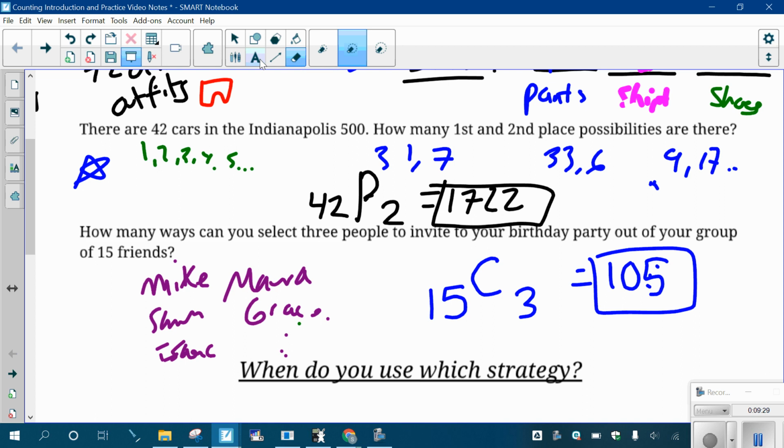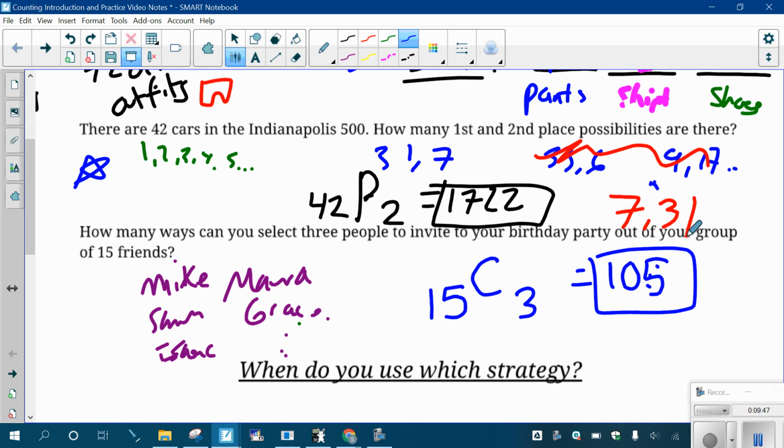So in the Indianapolis 500 one, when you count 31 and 7, like car 31 finishing first and car 7 finishing second, that's one possibility. But car 7 finishing first and car 31 finishing second counts as a different possibility, right? Because if you're racing, first is different than second. Okay, so the order that you pick the two numbers matters. You can't just say, yeah, car 31 and car 7. The person's going to be like, which one got first?